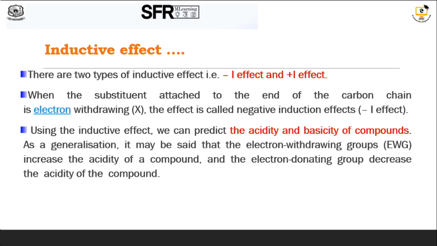Using the inductive effect, we can predict the acidity and basicity of the compounds. As a generalization, it may be said that the electron withdrawing groups increase the acidity of the compound, and electron donating groups decrease the acidity of the compound.